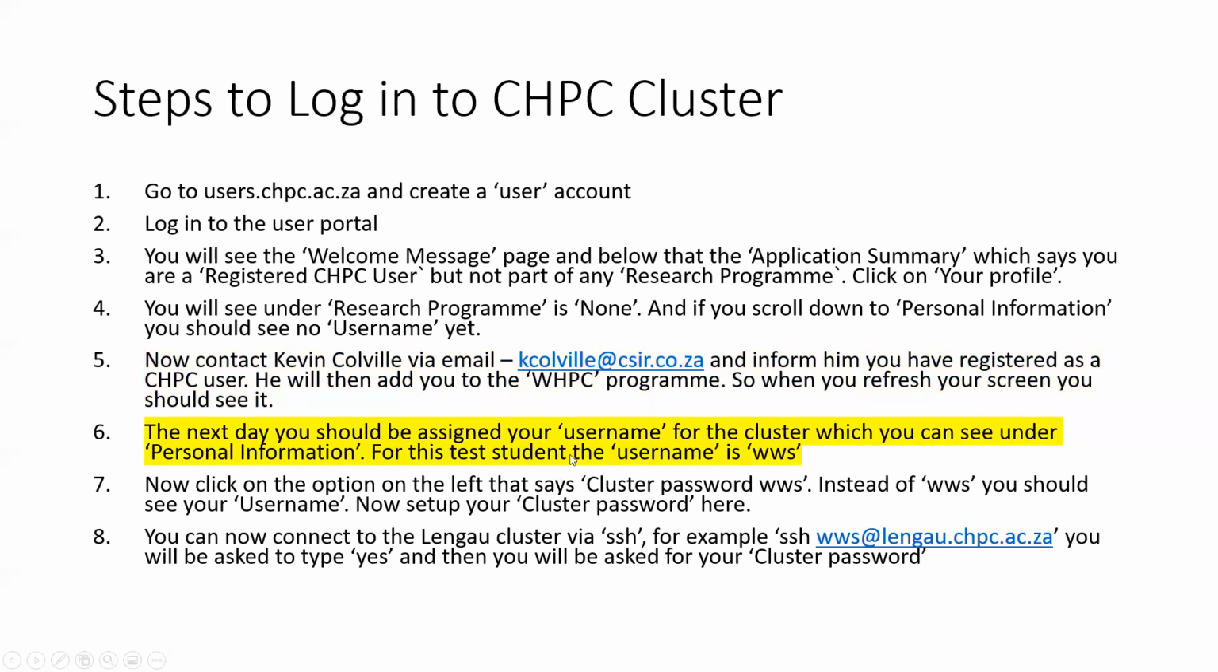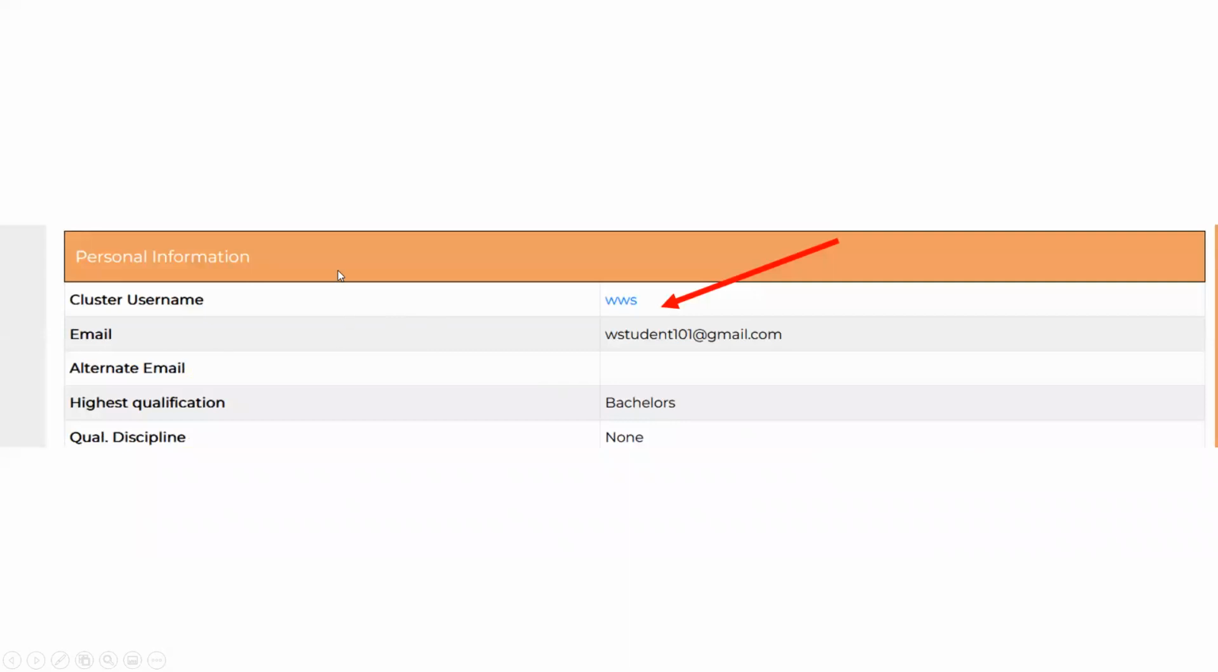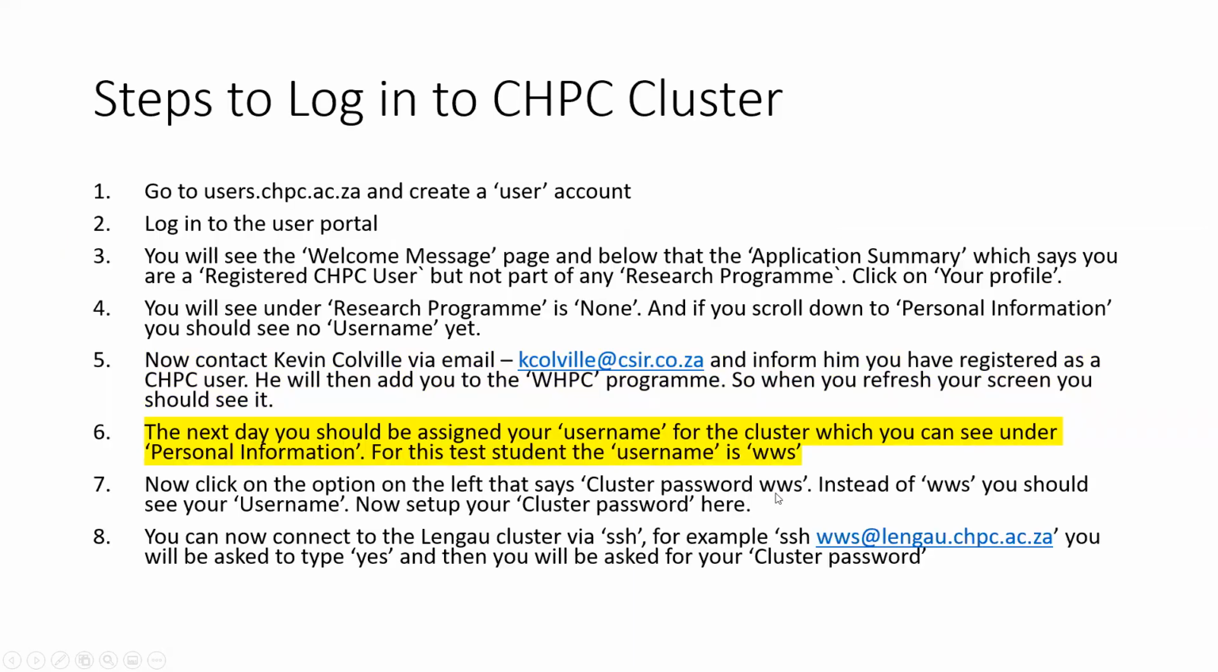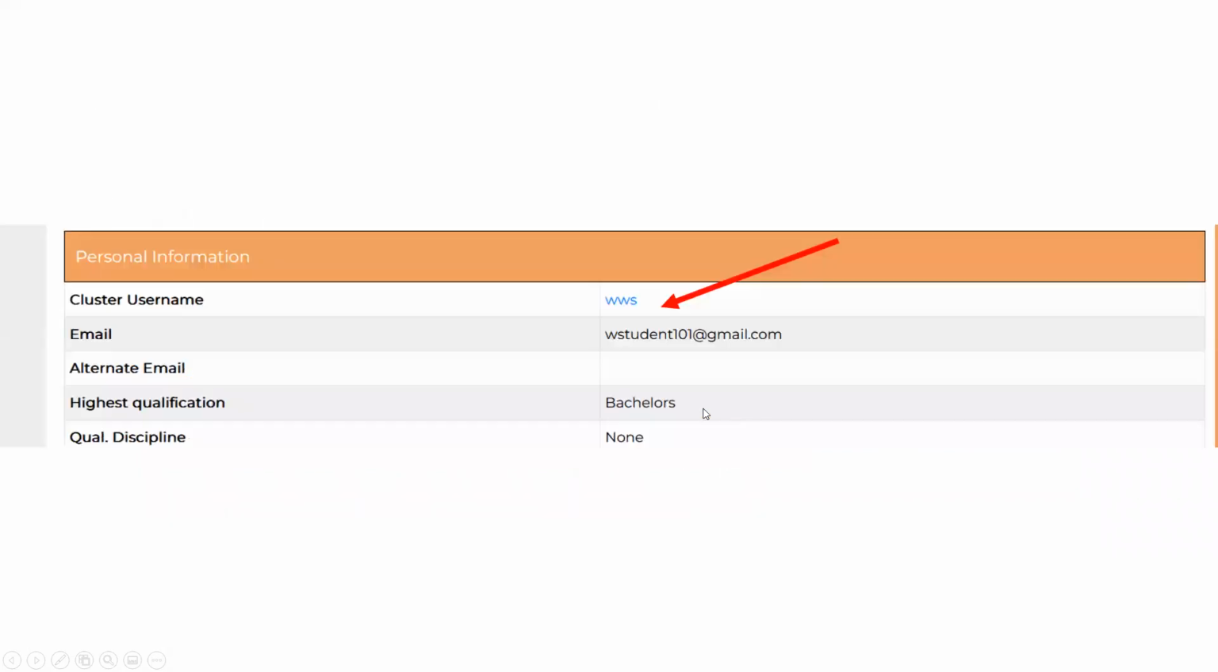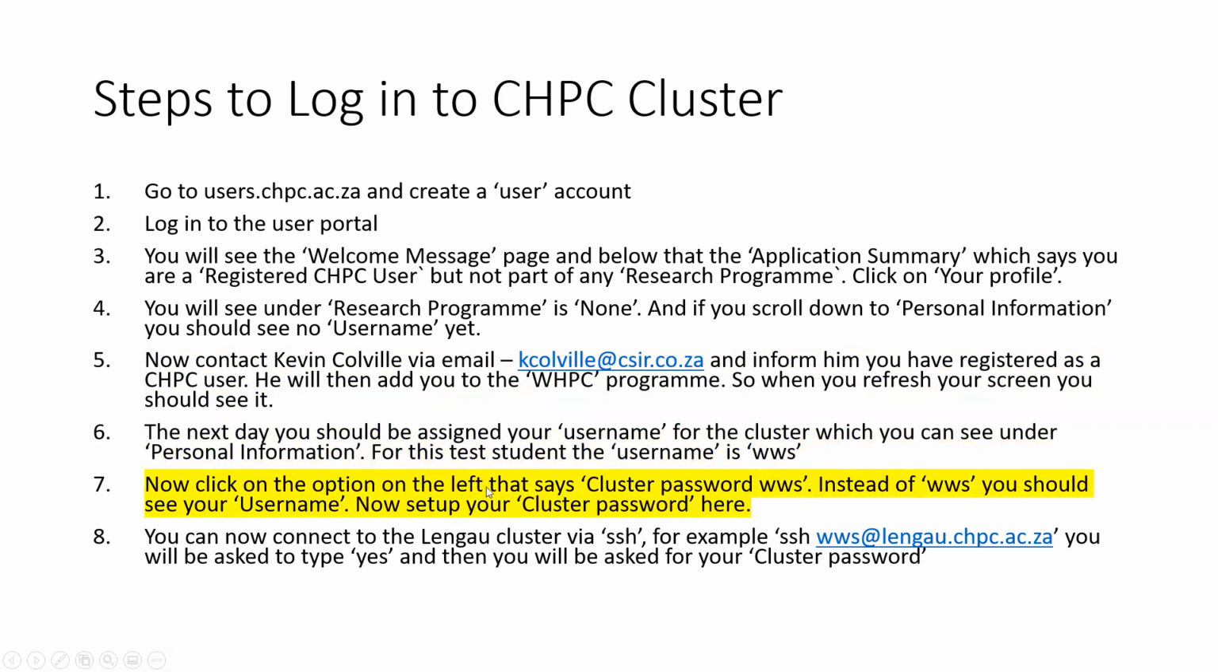The next day, you should be assigned your username for the cluster, which you can see under the personal information field. For this test student, the username is WWS. So under your profile, scroll down until you see personal information, and the cluster name is now assigned to WWS. Now click on the option on the left that says cluster password for WWS. So this will be your unique one. Now click on set up your cluster password here.